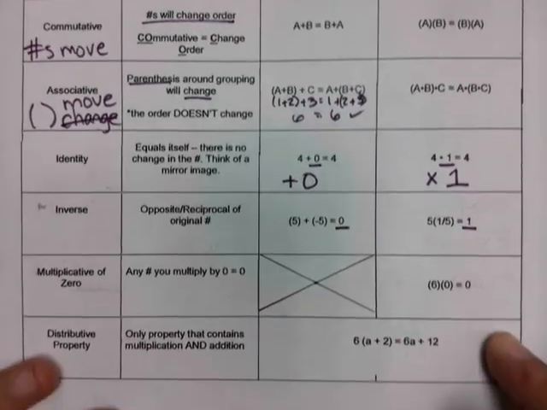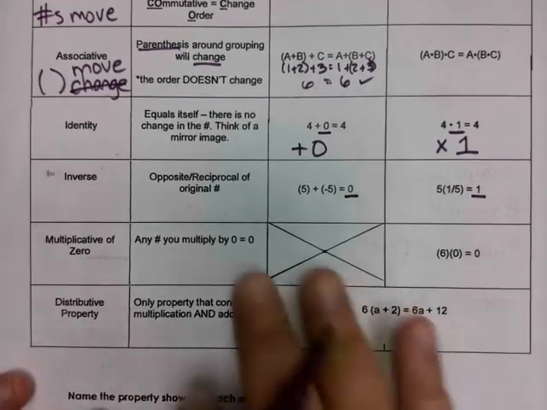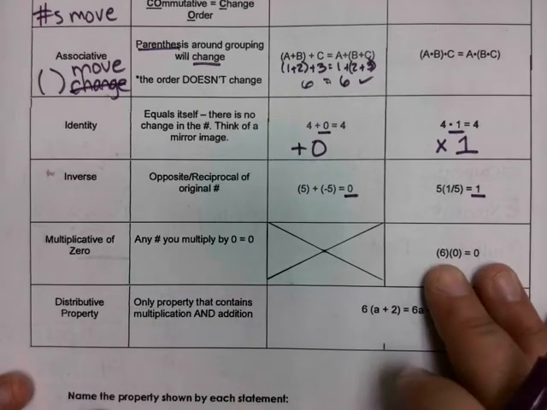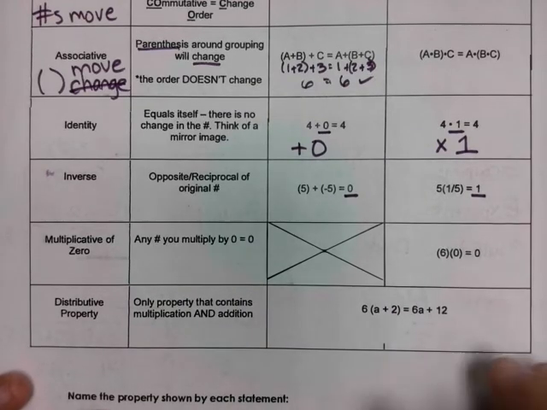And then multiplicative of 0, there's no additive, obviously, because it's multiplicative. That is just anything times 0 is 0.